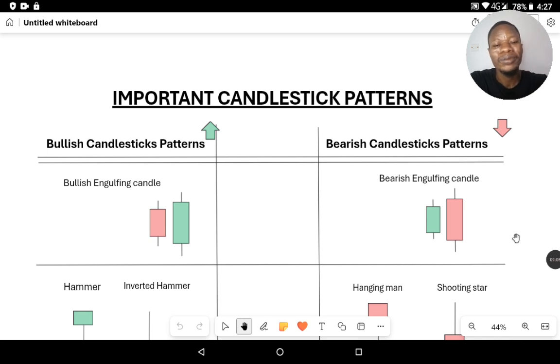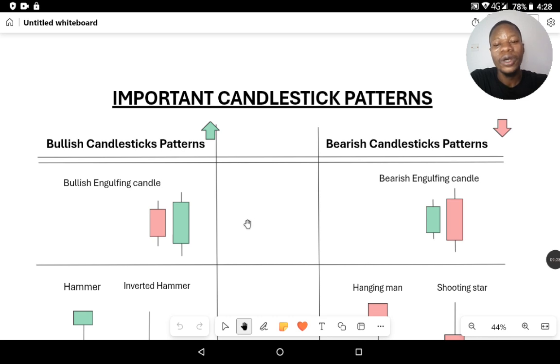Though there are many patterns, and different people have different ones, I've been able to identify those that are very important to me, and I believe if you can master these few ones, you would actually get to understand the chart better.